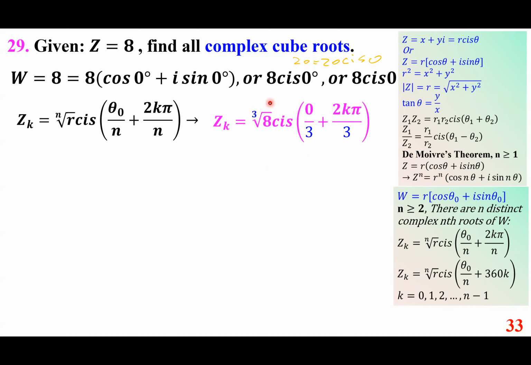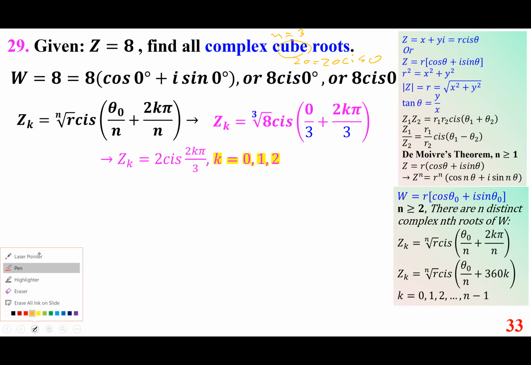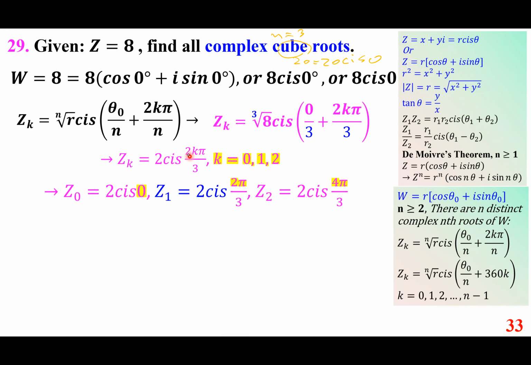Now, cube root of 8, everybody knows it to be 2. So 2k pi divided by 3, and k can be 0, 1, 2, all the way to n minus 1. N is 3. Cube means n is 3. So all the way to 2. So 2 cis 0, 2 cis 2 pi over 3, and 2 cis 4 pi over 3. Just replace the k with 0, 1, 2.